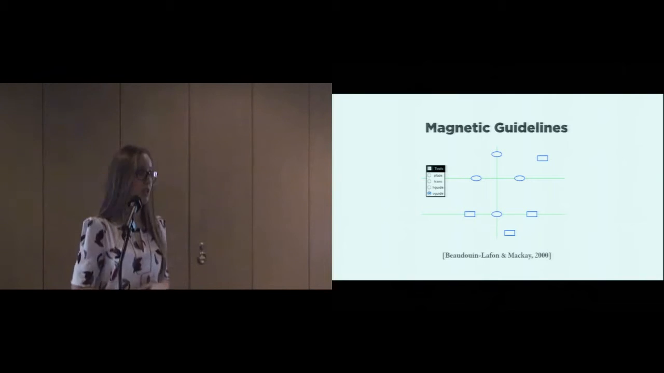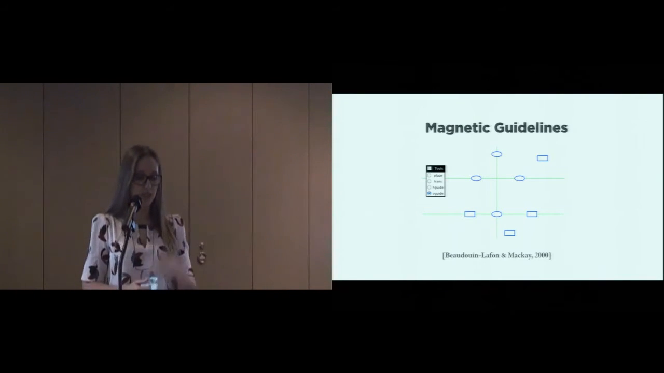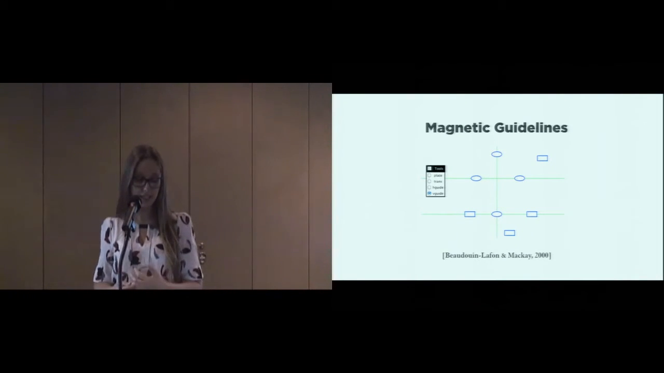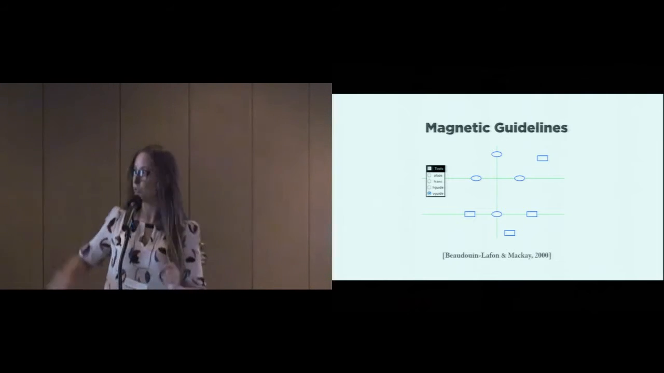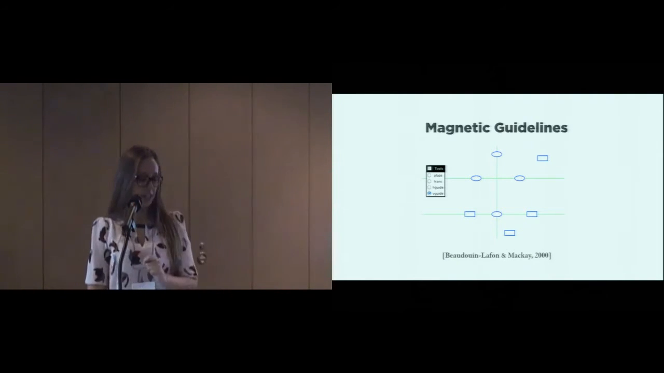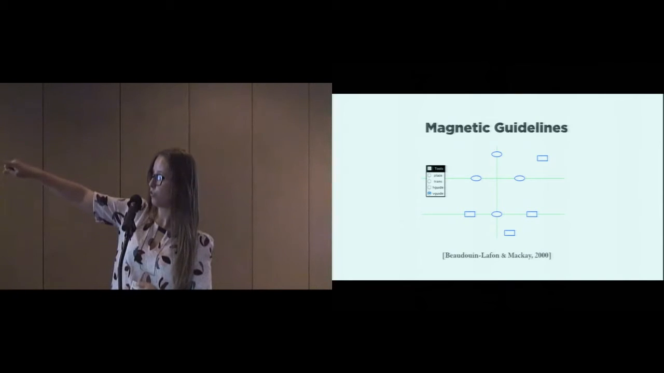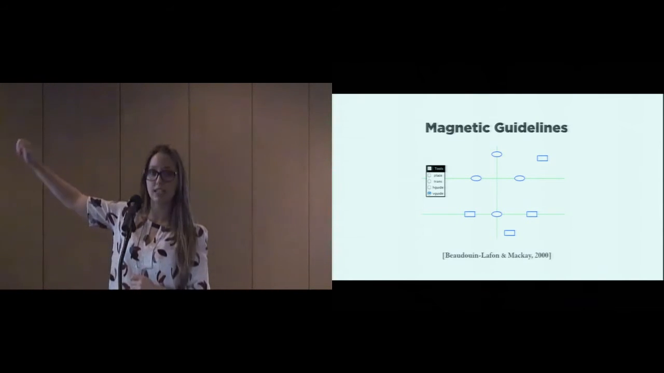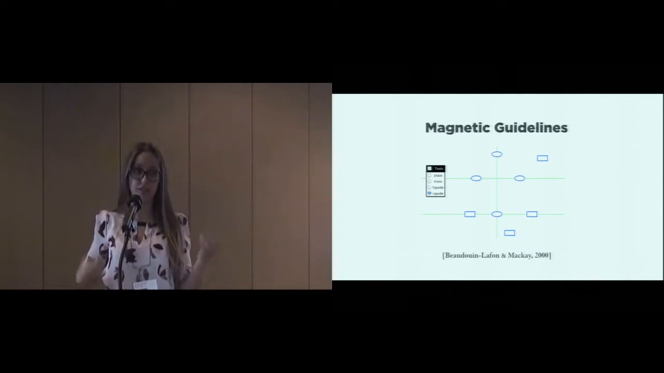But the most relevant work for us is magnetic guidelines by Beaudouin-Lafon and Mackay. And magnetic guidelines, which are the green lines that we barely see there, reify alignment into persistent objects that the users can manipulate. So elements can be attached to a guideline, and when moving the guideline, the objects move with it, and they stay aligned.